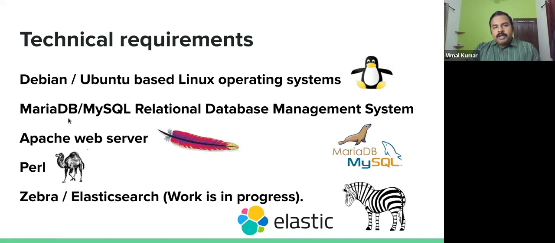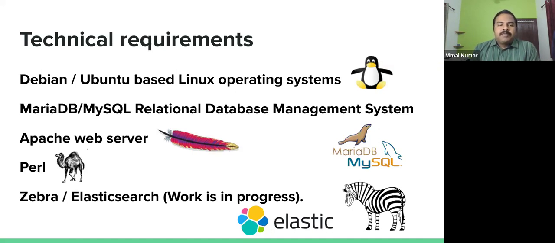Then we need a relational database management system to store book details, user details, and transaction details. We have to implement an RDBMS, either MariaDB or MySQL is required. Anyway, the Koha team prefers MariaDB. It's an equivalent of the MySQL RDBMS.